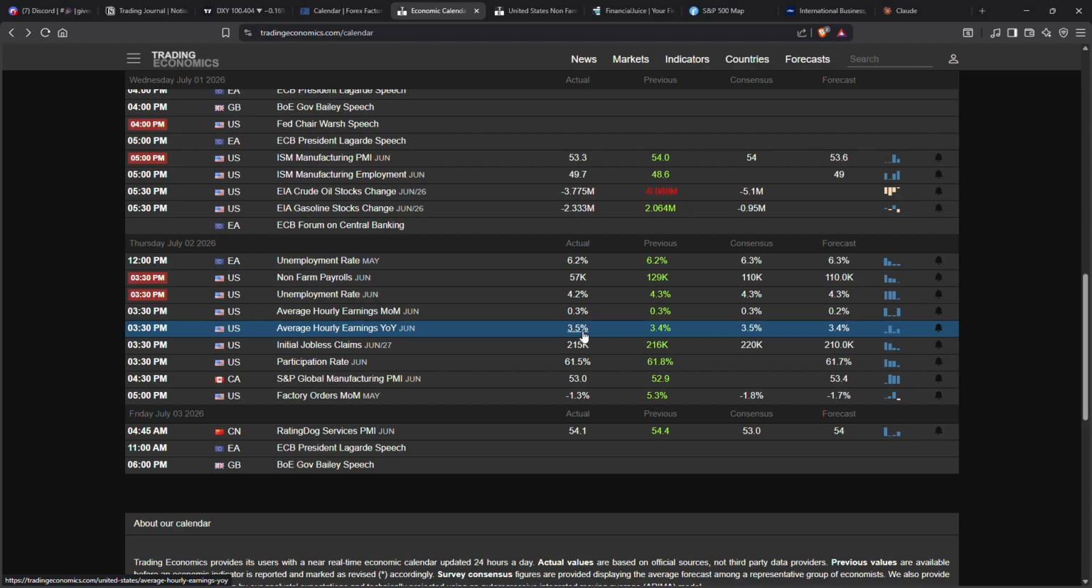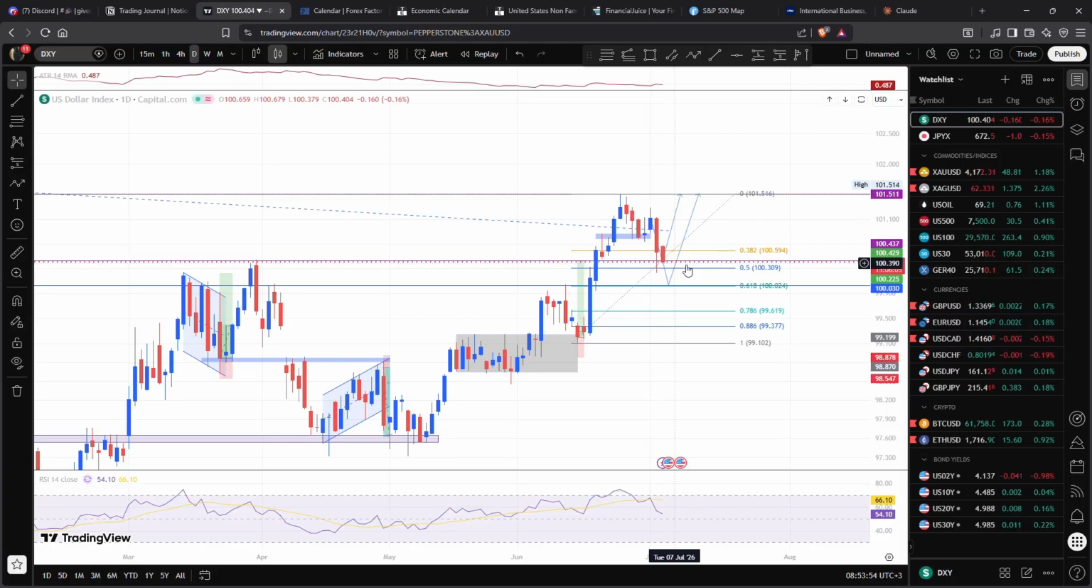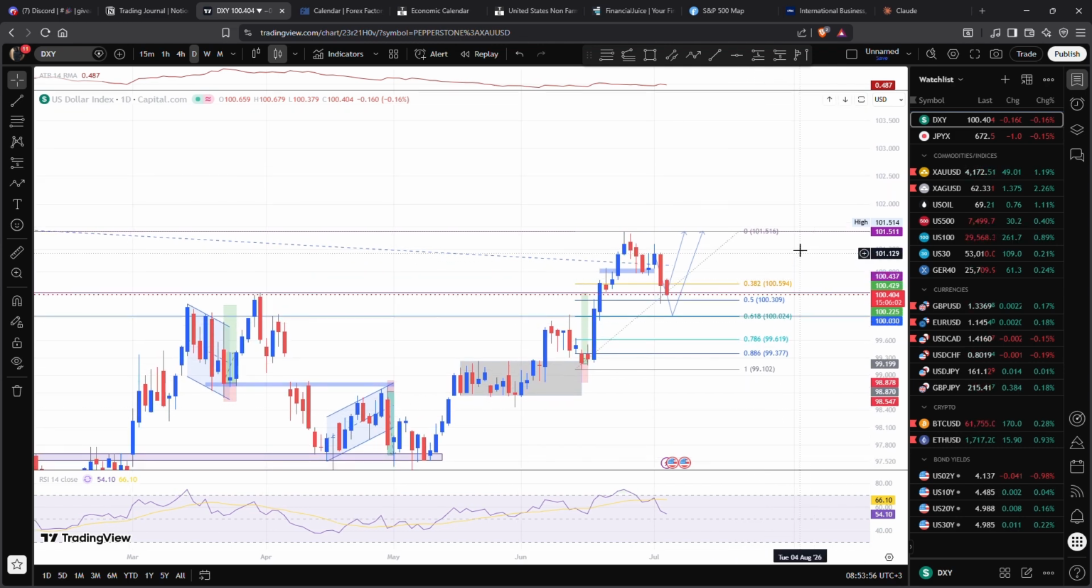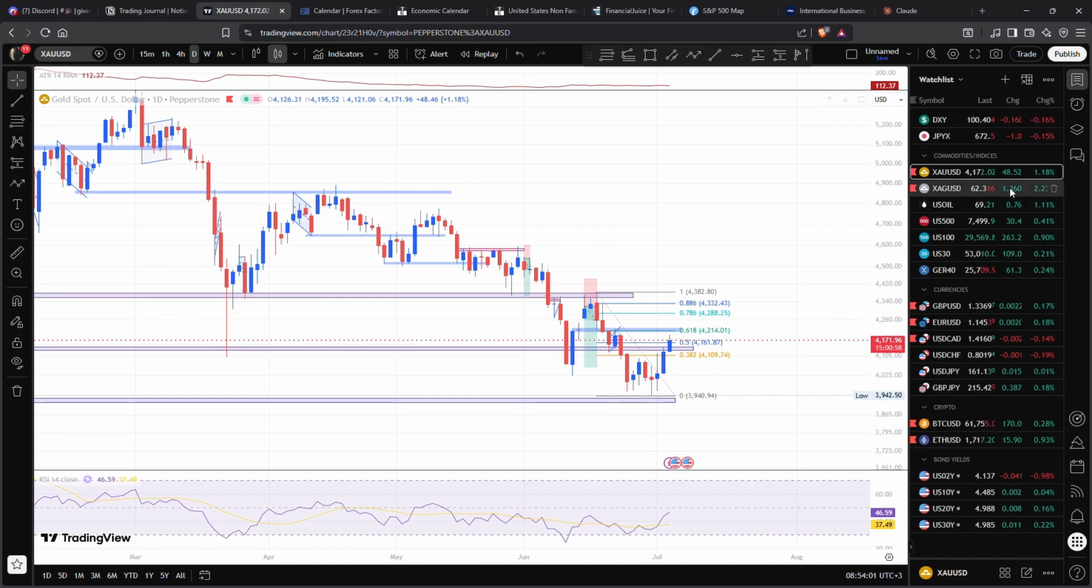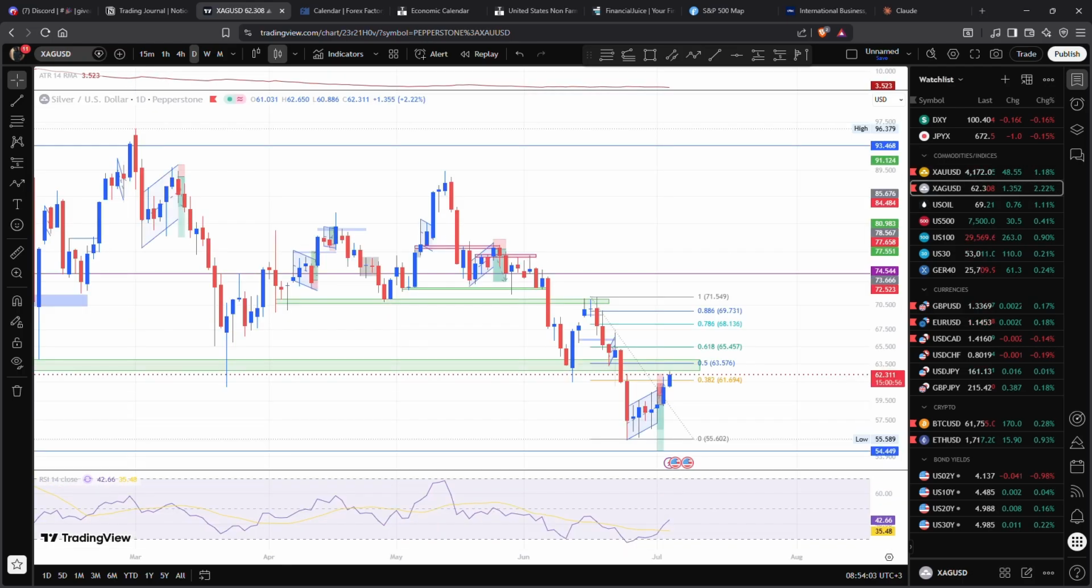So these two numbers, the average hourly earnings, the wage growth, and the unemployment rate, are what is making me hold my bullish bias on the dollar, which means I still have a bit of a bearish bias on gold and a bit of a bearish bias on silver. And that means I still have sort of a bearish bias on Jew.